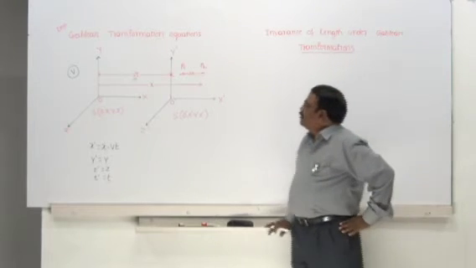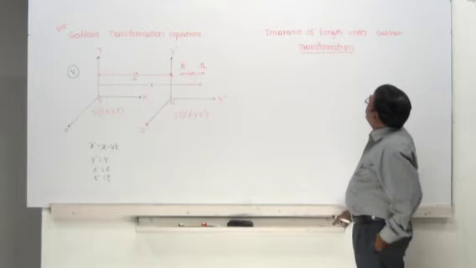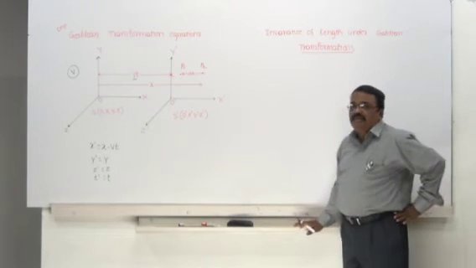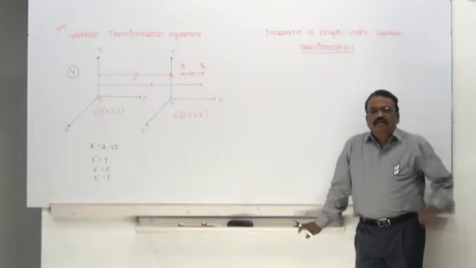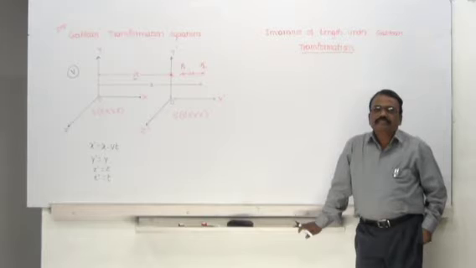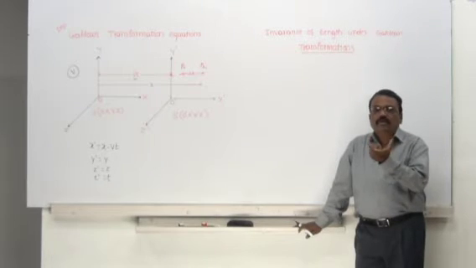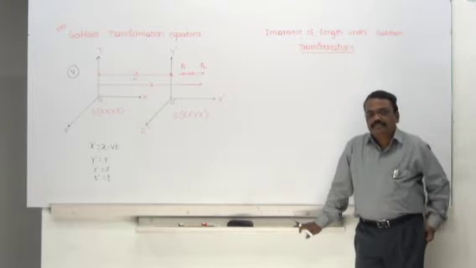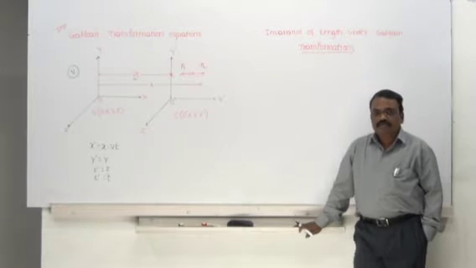Now next, invariance of length under Galilean transformations. It means that under Galilean transformation equations, the length of any object in one frame of reference should be the same as the length of the same object in another frame of reference also.